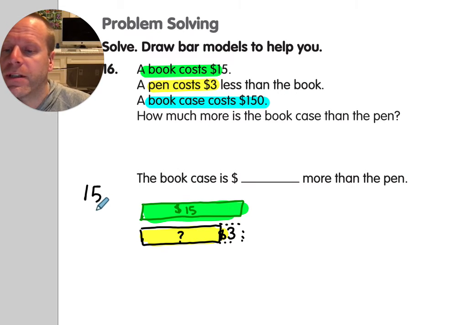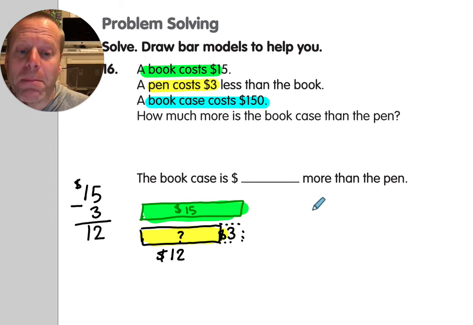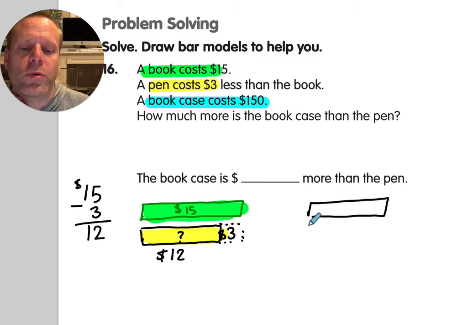So right over to the side, I'm going to do 15 take away 3. And this is all dollars now. 5 take away 3 is going to be 2. $12 is the cost of the pen. Now, that is not the answer. The answer is, think about that pen. Okay, it's $12. Think about this bookcase.